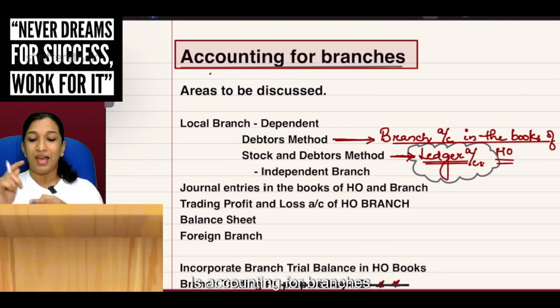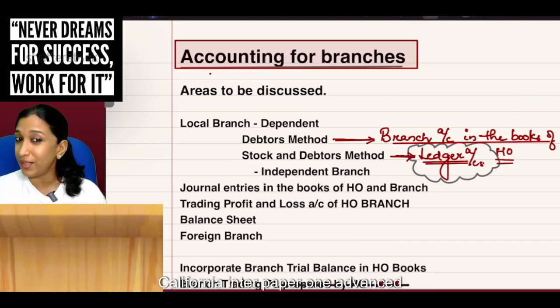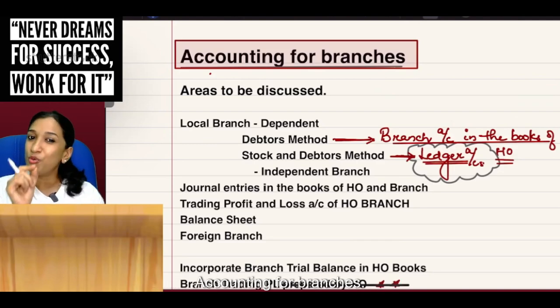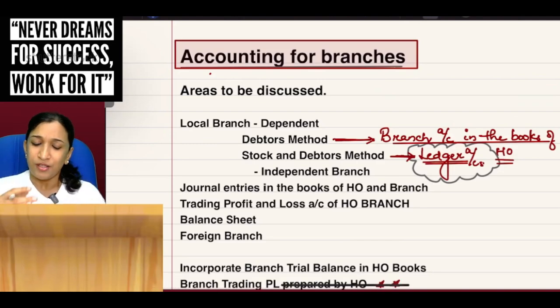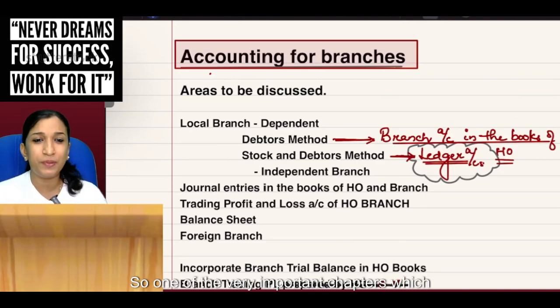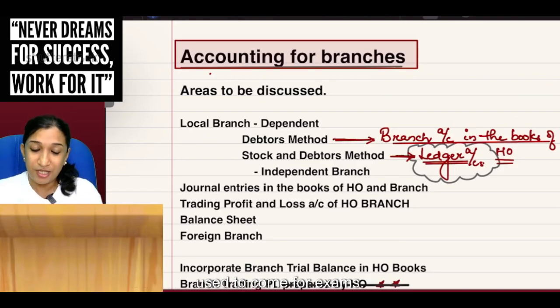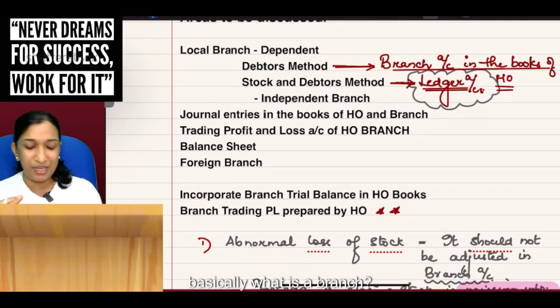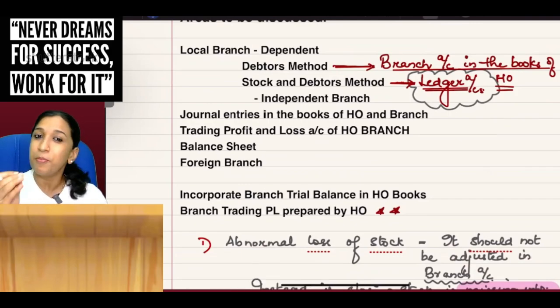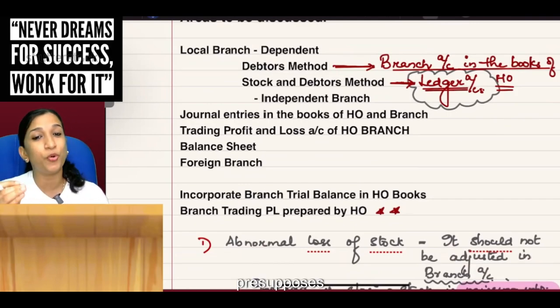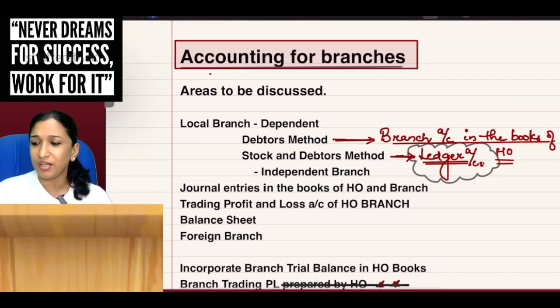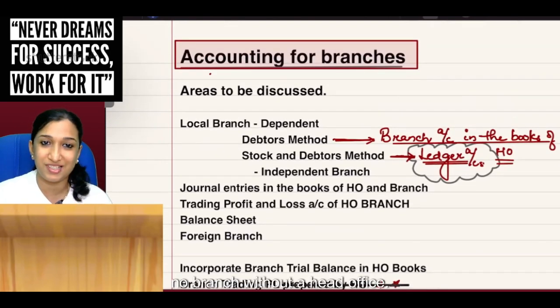Accounting for branches. CA Inter Paper 1 Advanced Accounting, module number 3, chapter number 15, Accounting for Branches. It is one of the very important chapters which used to come for exams. So what are the areas to be discussed? Basically, what is a branch? A branch presupposes a head office, which means there is no branch without a head office.